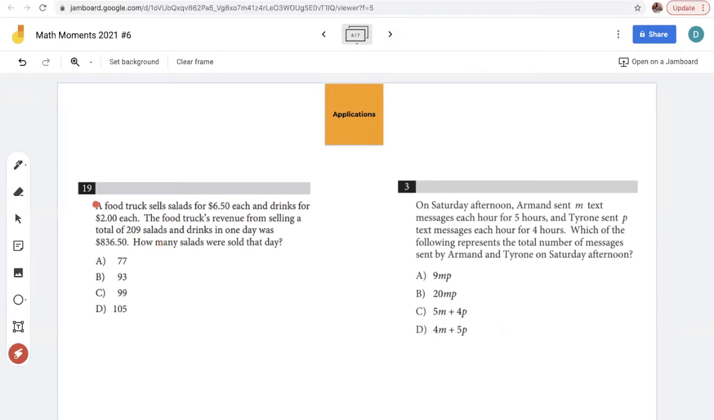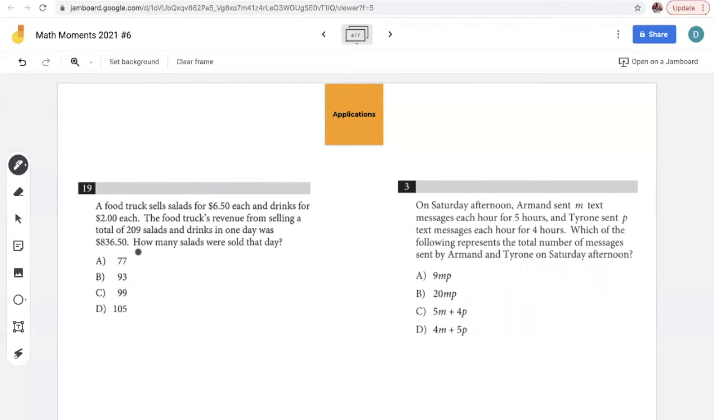So we have 2 problems that are SAT practice. If you're in middle school, you may or may not want to stick around for this part. Let's get into these problems here. Number 19, a food truck sells salads for $6.50 each and drinks for $2 each. The food truck's revenue from selling a total of 209 salads and drinks in one day was $836.50. How many salads were sold that day?